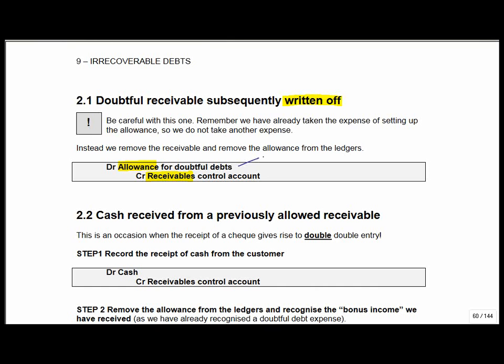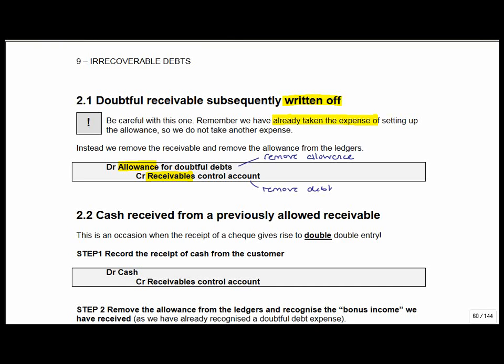Okay, so by debiting the allowance, you've removed the allowance altogether because you no longer need it, the customer isn't going to pay, and you remove the debt altogether from your receivables, again because you know you're not going to be paid, and you don't want your staff to spend any more time trying to chase an amount that they're not going to recover. Remember the expense was taken when we created the allowance. So we already took the expense earlier on.